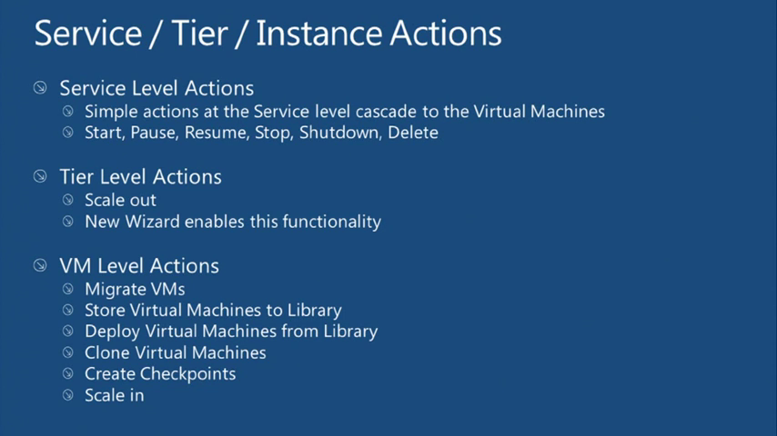So at the VM level, if you need to migrate VMs, you have to do that at the VM level. If you need to checkpoint, store them, all that's done on an individual VM basis. Again, you could PowerShell script it to get the service, get the VMs, and apply all those actions. Scale-in is an interesting one. You'll notice that we have a scale-out wizard I talked about, but we don't have a scale-in wizard. Scale-in for us is simply a VM deletion.